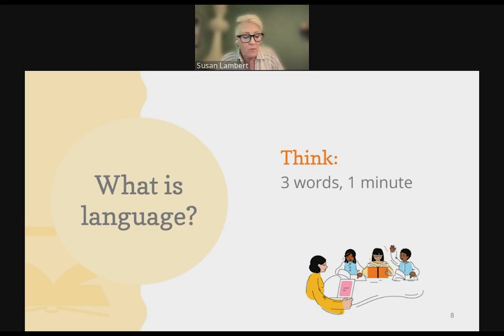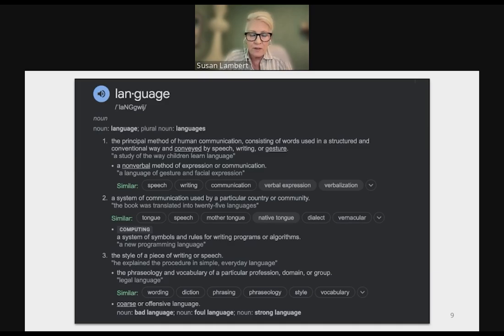This is amazing. You know, one of the hardest things that I think I have ever asked participants to do in a professional development session is to try to write a definition for language. And it's harder than you think. It's one of those words that we probably use often, but to understand really the depth of what language is, it's not that easy to sort of describe. So we're going to look at that a little bit.